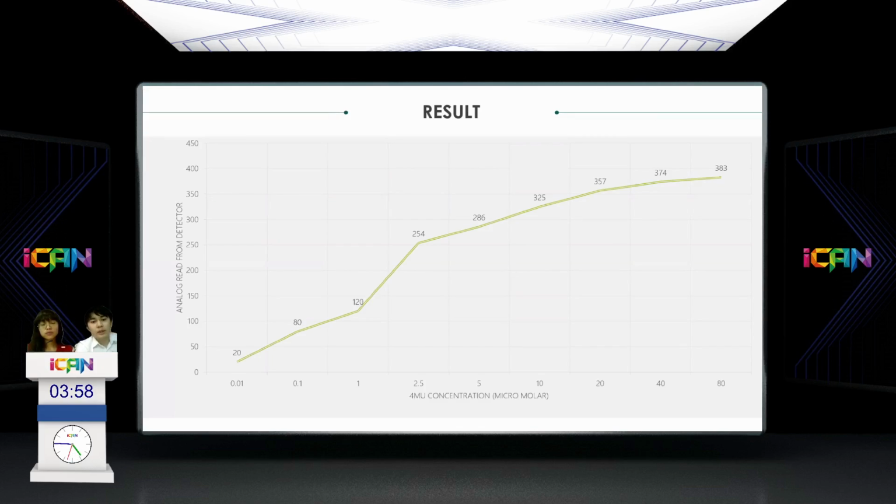And here is the result of the values that the sensor can read, starting from low concentration to high concentration. It shows that our system can observe an appropriate curve, which is proportional to the concentration of 4-MU inside the sample.